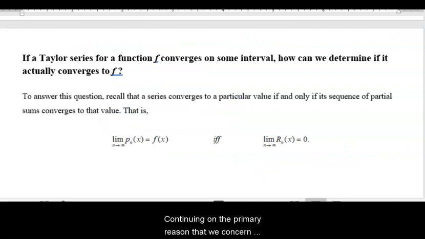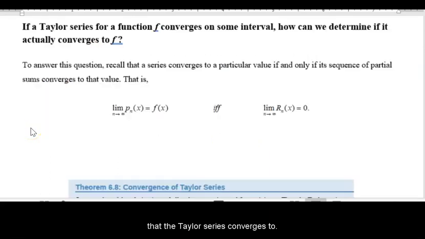Continuing on, the primary reason that we concern ourselves with the remainder is that the only way to determine and prove that a Taylor series for a function f that was generated by the function f converges to the function f is to prove that the remainder is going to 0. Being able to have an upper bound on the remainder and an expression for it lets us prove whether or not the remainder is going to go to 0. This is the only way that we can be sure that the function which produces the Taylor series is the actual function that the Taylor series converges to.